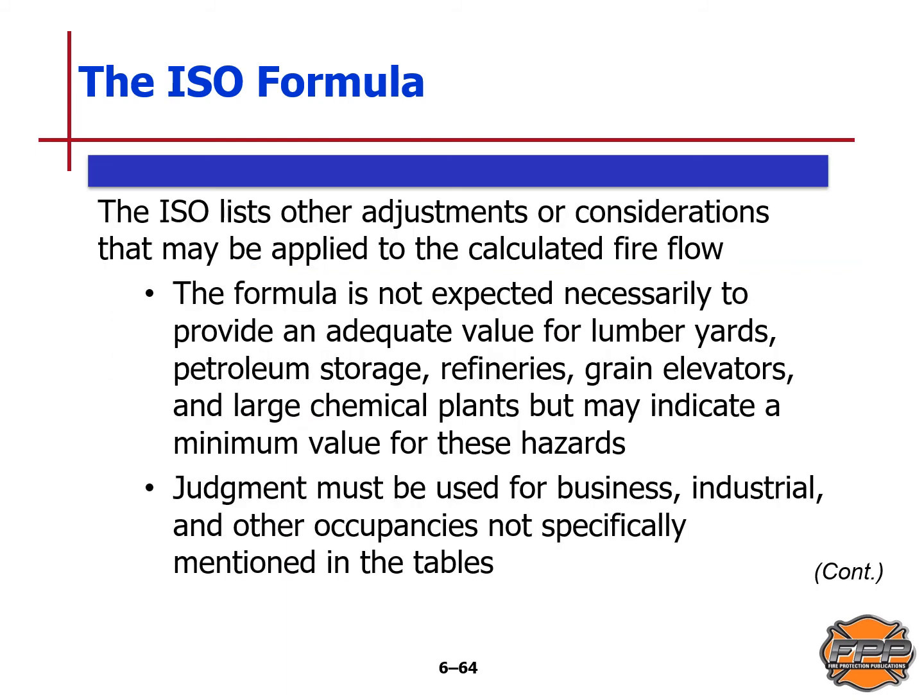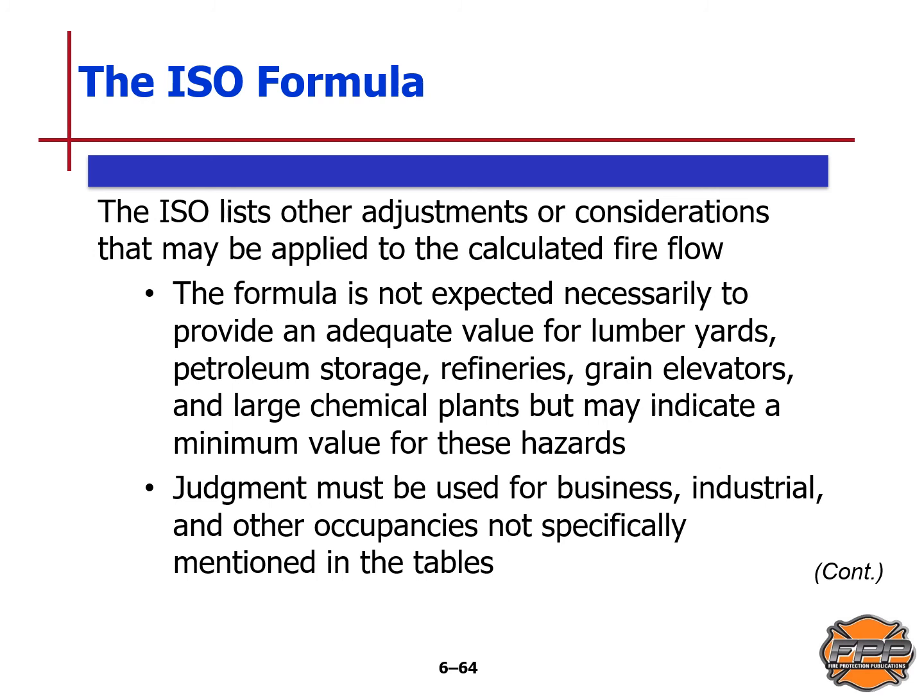The ISO lists other adjustments or considerations that may be applied to the calculated fire flow. The formula is not expected necessarily to provide adequate values for things as intensely fuel laden like lumber yards, petroleum storage, refineries, grain elevators, and large chemical plants, but may indicate a minimum value for these hazards. Judgment must be used for business, industrial, and other occupancies that are not specifically mentioned in the tables themselves. So for pre-incident planning, if it's a refinery, obviously, that's not listed in the table. So special considerations will have to be made. And all of that is part of pre-incident planning.